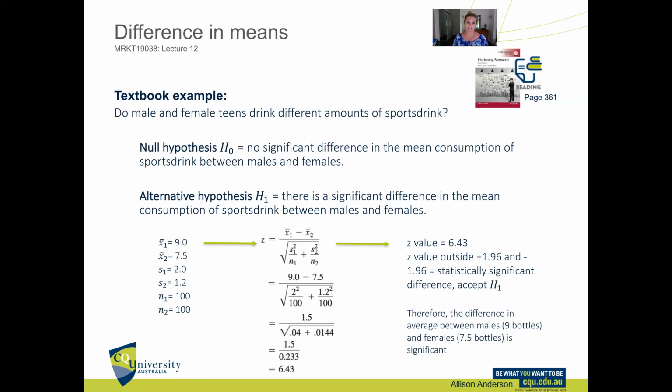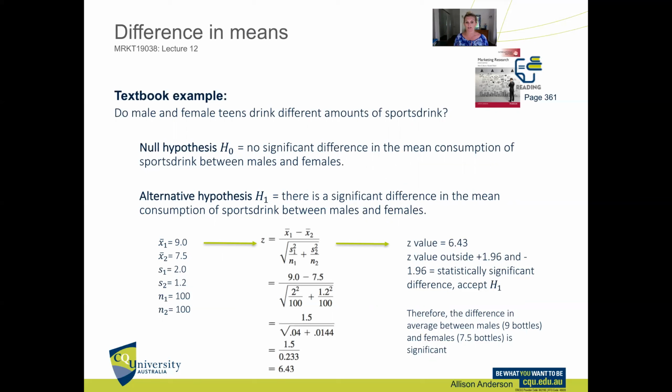Okay, so drawing on that example and from the statistics actually provided in the textbook, the mean for the boys is 9, the mean for the girls is 7.5. The sample size was 100 for both, so it was probably a sample of 200 and they've just divided it. Maybe not. Standard deviation for the boys is 2 and the standard deviation for the girls is 1.2. So that shows the calculation there.